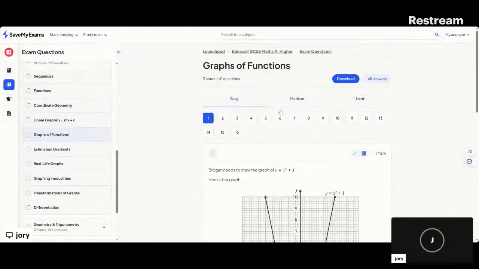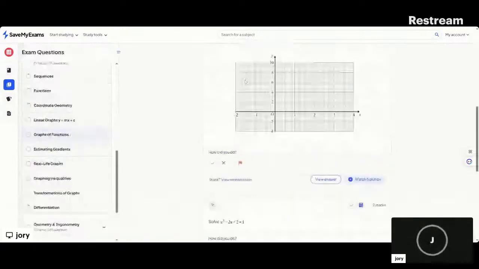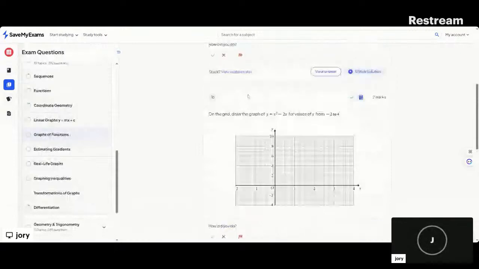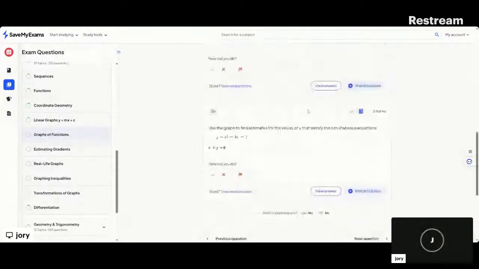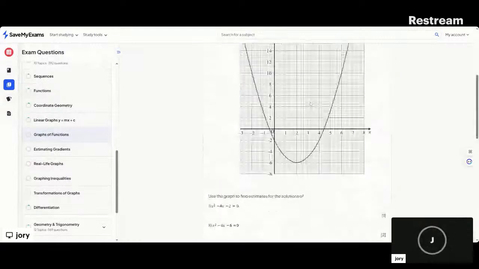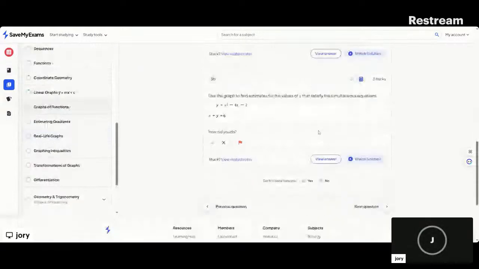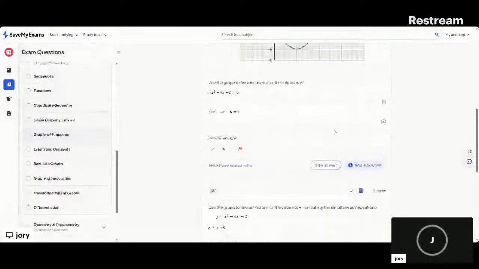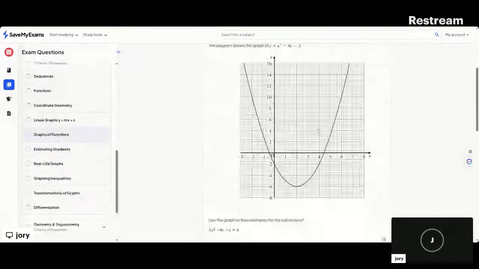Graph functions. This is supposed to be hard. Am I graphing? I want to graph. What's called graphs of functions. Okay, here. I don't have to graph for this one. It's 3 marks and then 3 marks. Diagram shows this.